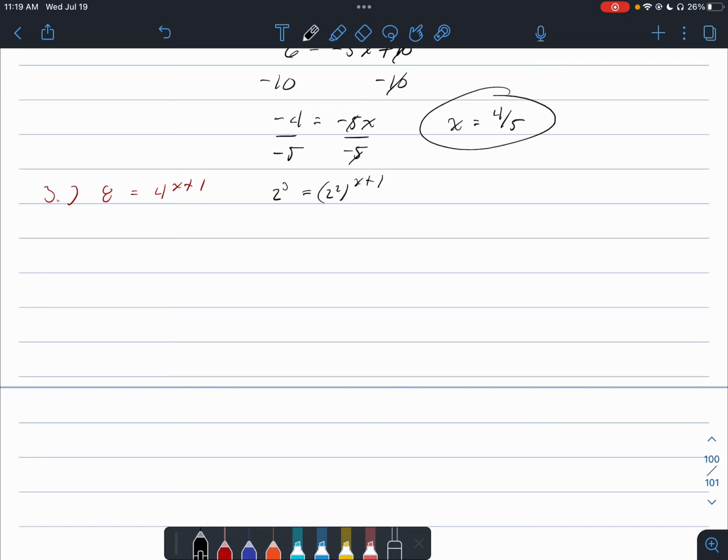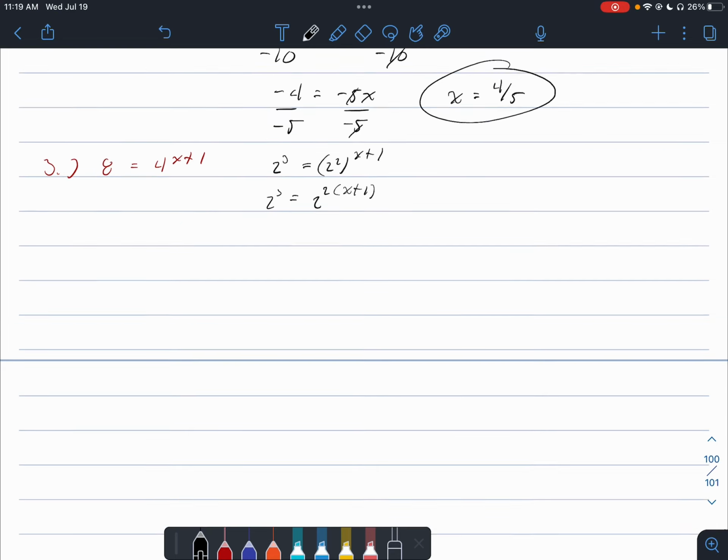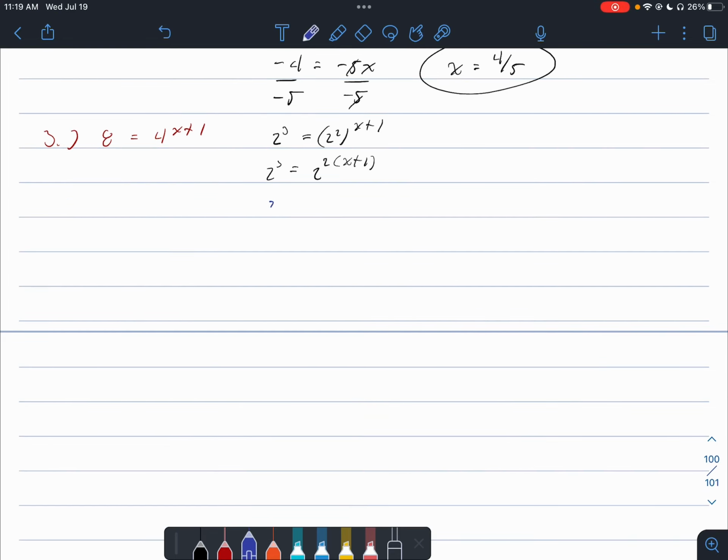Now we can write this as 2 to the third is equal to 2 to the 2 times x plus 1. And now we only have to consider 3 is equal to 2 times x plus 1. If we distribute this 2, we'll get 3 is equal to 2x plus 2. If we take 2 away from both sides, we'll get 2x is equal to 1. Dividing both sides by 2, we get x is equal to 1/2.